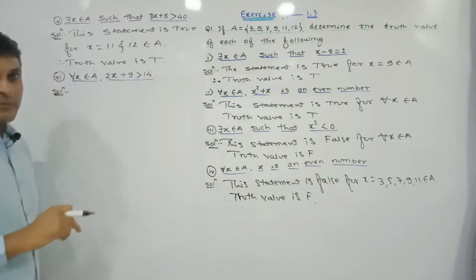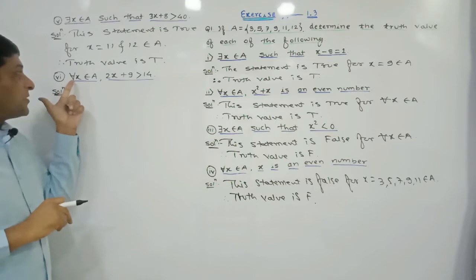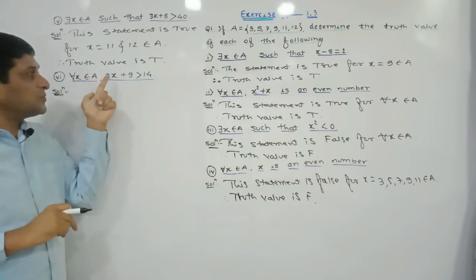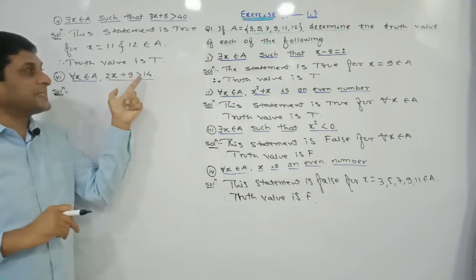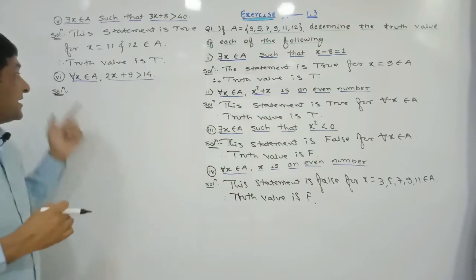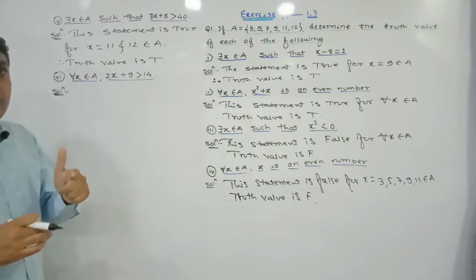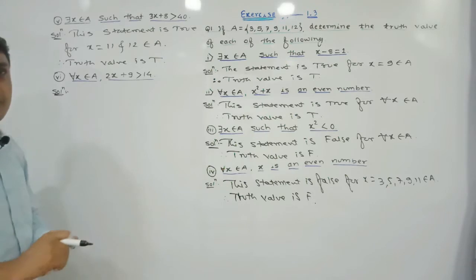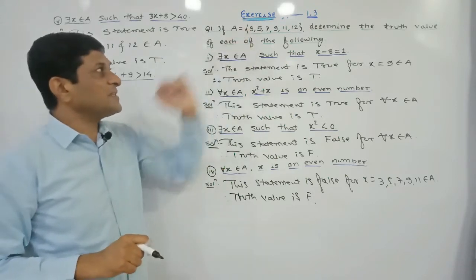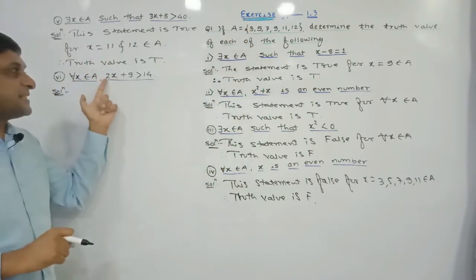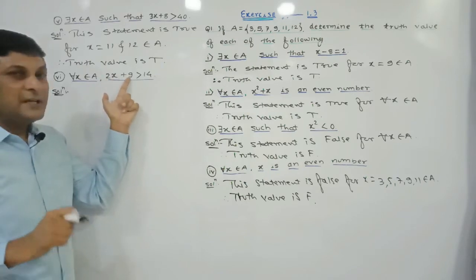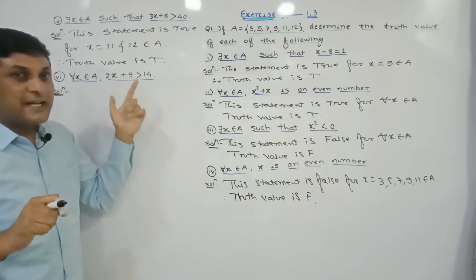Now observe the next statement. In the next example, what do we have to check? For every x belonging to A, is 2x plus 9 greater than 14 or not? For every, meaning we have to check whether every element satisfies this condition or not. So if we consider the first element, 3 into 2 is 6, 6 plus 9 will be 15, and 15 is greater than 14.